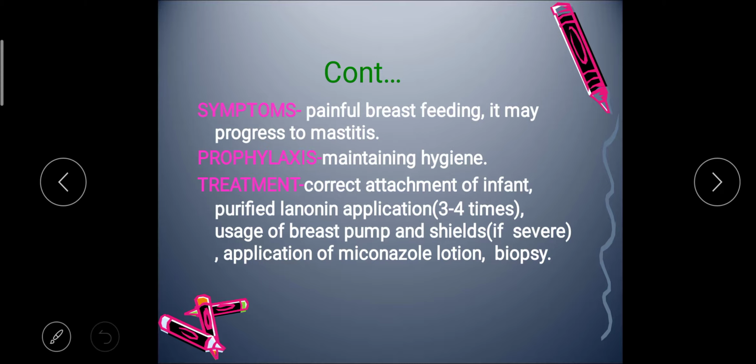Symptoms: how will they know that it is cracked? Painful breastfeeding, and it may progress to mastitis. Mastitis means infection of the breast. And we have to maintain hygiene, and the treatment is correct attachment of the infant, purified lanolin application 3 to 4 times, use of breast pump and shield if severe, application of miconazole lotion, and biopsy. So it depends on the cause. We have to plan the treatment.